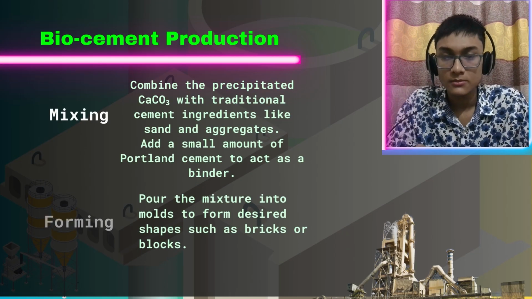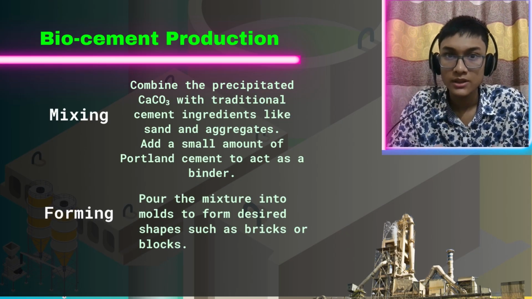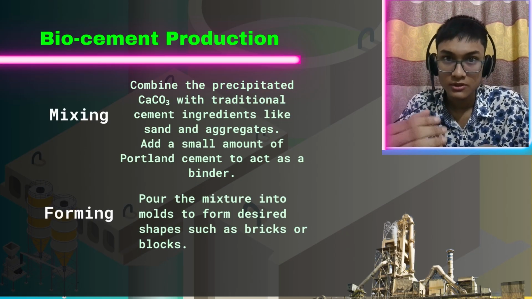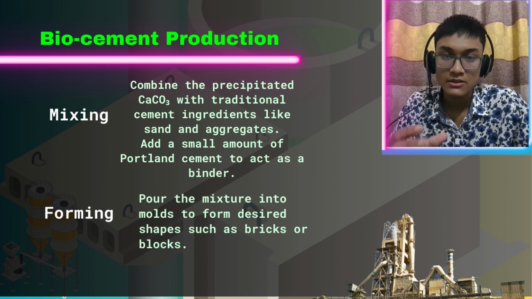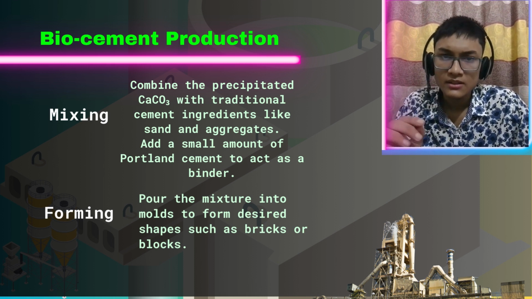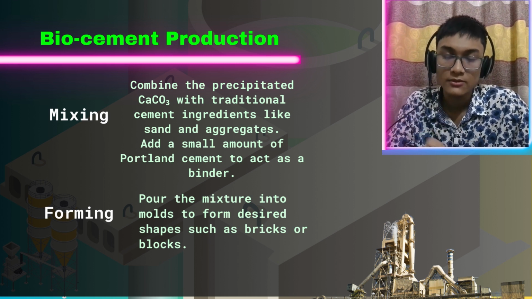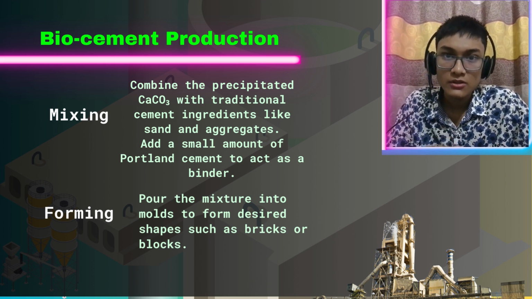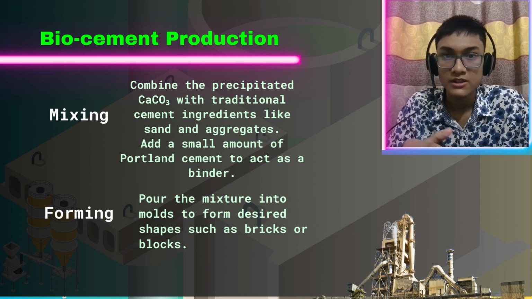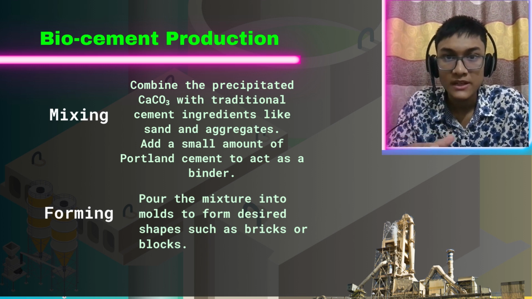For the production of biocement, the precipitated calcium carbonate is then blended with traditional cement ingredients like sand and aggregates. Then, a small portion of Portland cement is added to act as a binder. After that, this mixture is molded into different desired shapes to form bricks and blocks.